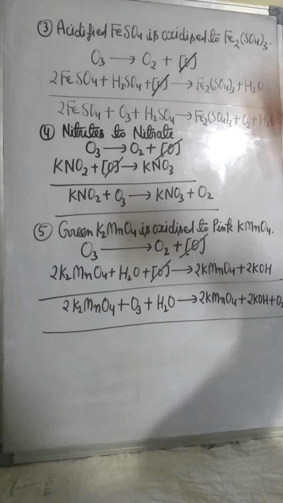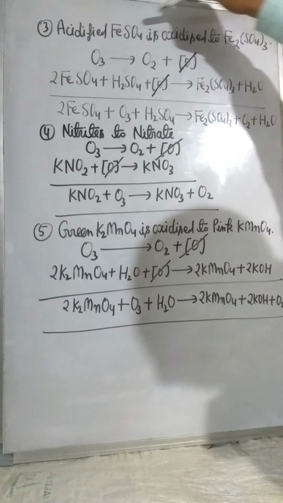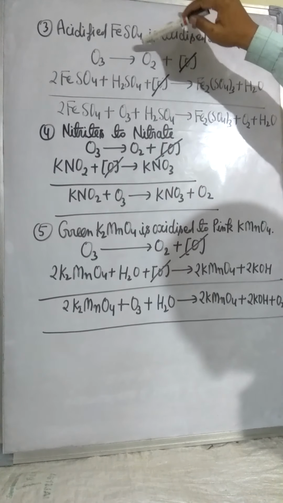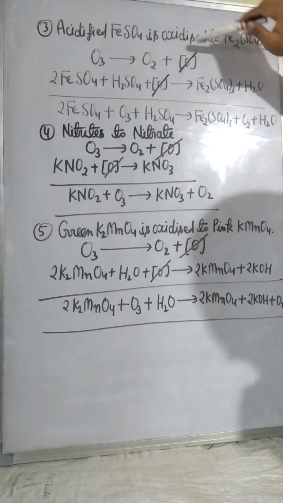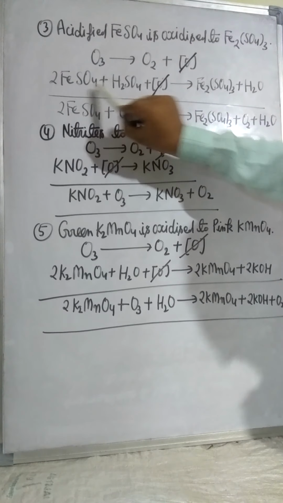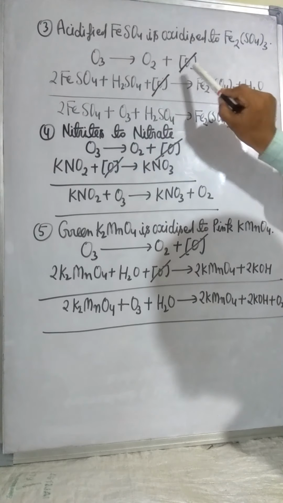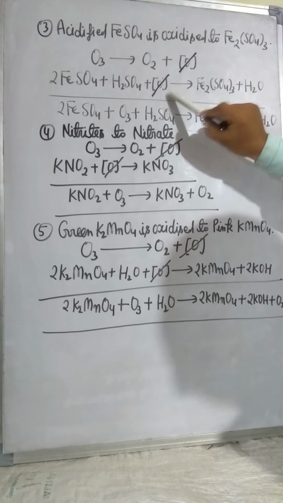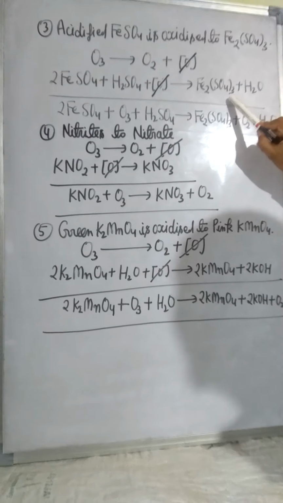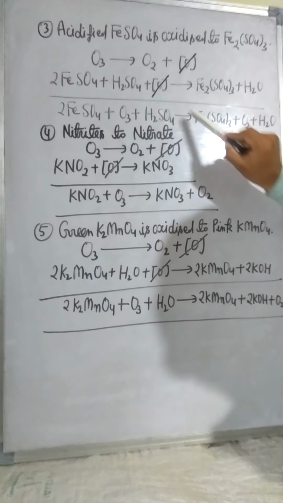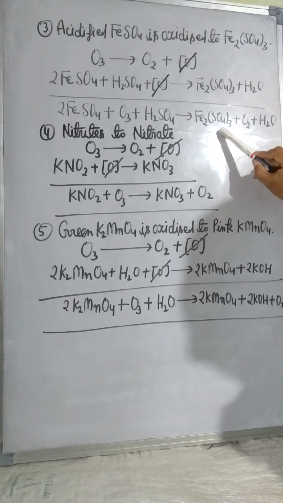Number 3. Acidified ferrous sulfate is oxidized to ferric sulfate. First, ozone decomposes to give oxygen gas plus nascent oxygen. Acidified means H2SO4. Ferrous sulfate is oxidized by nascent oxygen to ferric sulfate. So we can say acidified ferrous sulfate is oxidized to ferric sulfate.